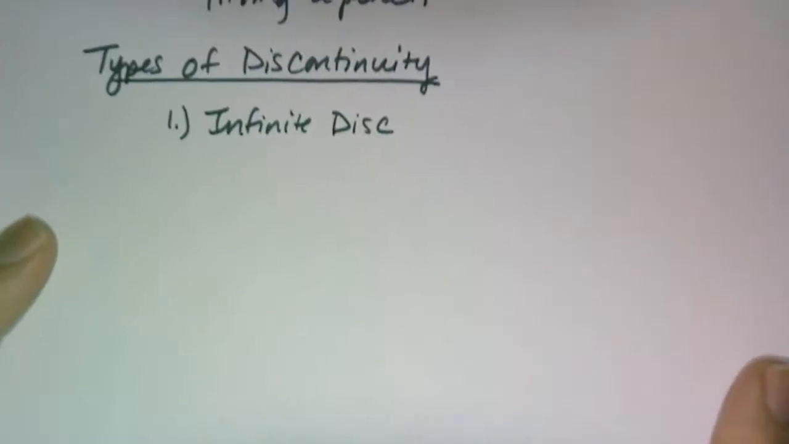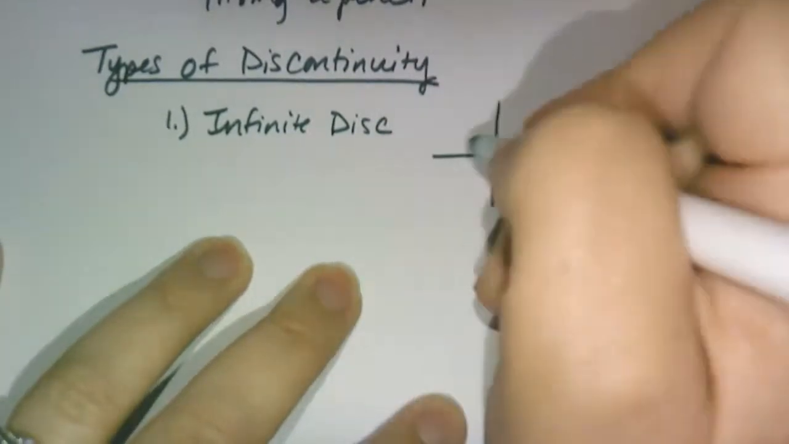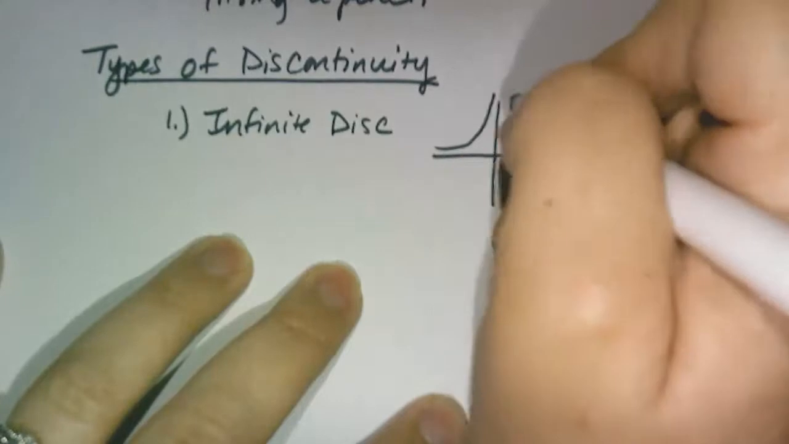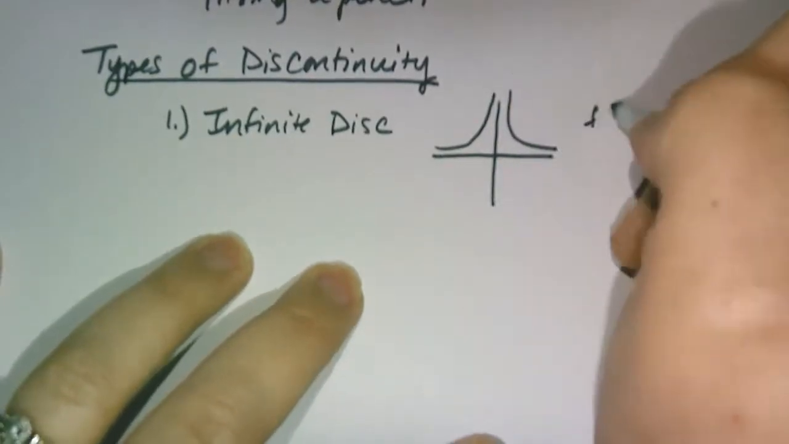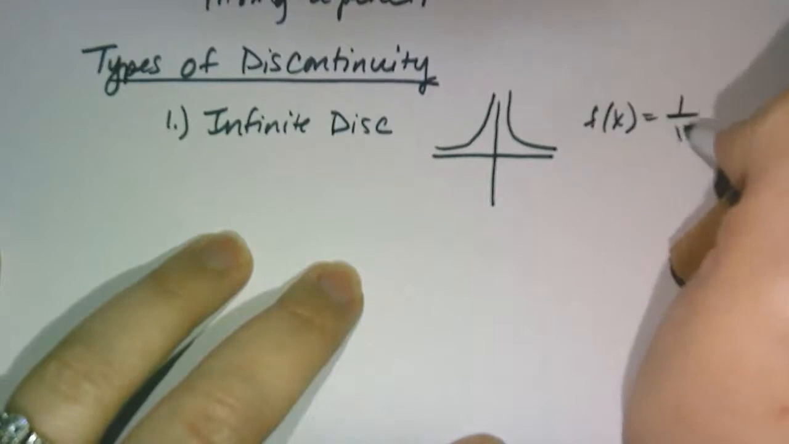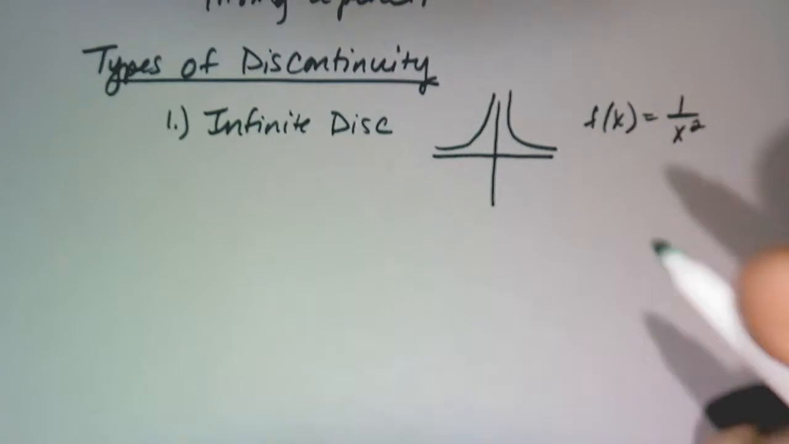I'm going to draw a little picture over here and even give you the equation so you know what's going on. Your basic infinite discontinuity would be something like this volcano shape right here. This is f of x equals 1 over x squared. Why do you think this would be infinite discontinuity? Or why would they call it that? Go ahead. Because it keeps approaching one value, but never reaches it for eternity.